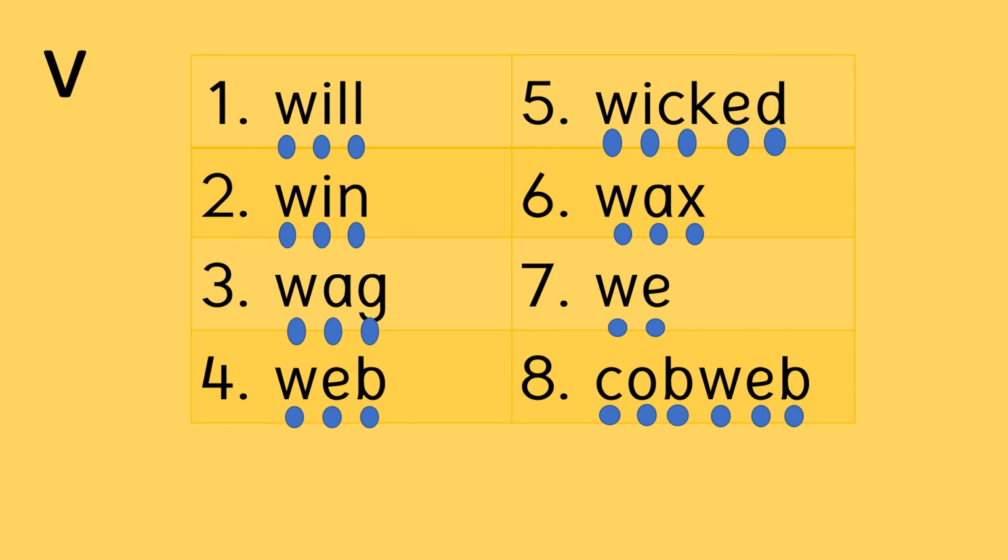Number seven. There's a tricky word. We. Your turn. And number eight. K, o, b, w, e, b. That's a big one. So I'm going to go again. I'm going to go k, o, b, cob, w, e, b, web, cobweb. Your turn.